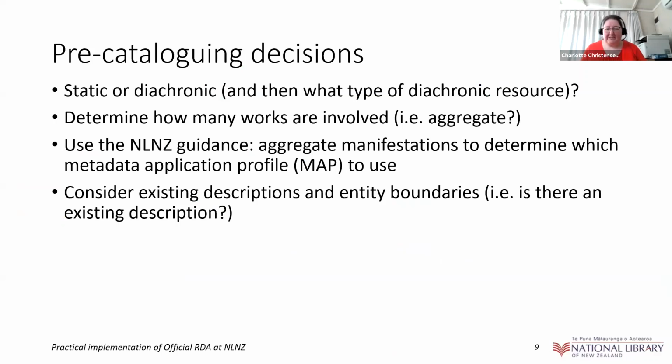Moving beyond training though, let's look at the workflow of actually cataloguing an item. When starting to catalogue, there are a number of decisions that need to be made before I even work on recording my first value. I need to start by deciding whether my resource is static or diachronic, then determining how many works are involved in the resource I'm describing. Because I'm supported by the NLNZ policies and guidance, I make use of the NLNZ aggregate guidance to convert that knowledge of how many works I have into which metadata application profile, or MAP, I need to use in my description. Finally, I need to check whether there is an existing description available to me, and if so, whether I can use it or whether I'm required to begin a new description.